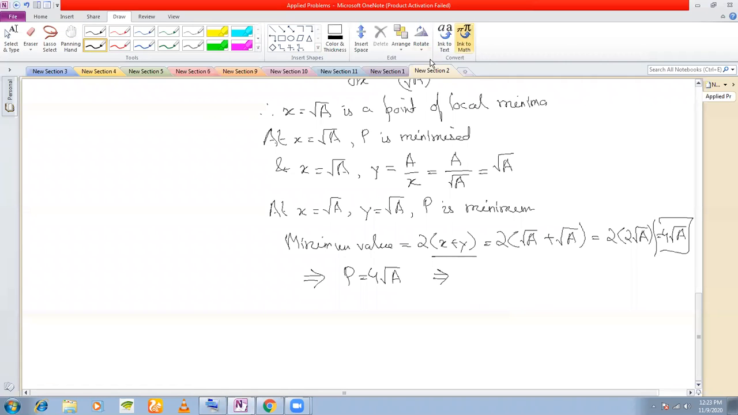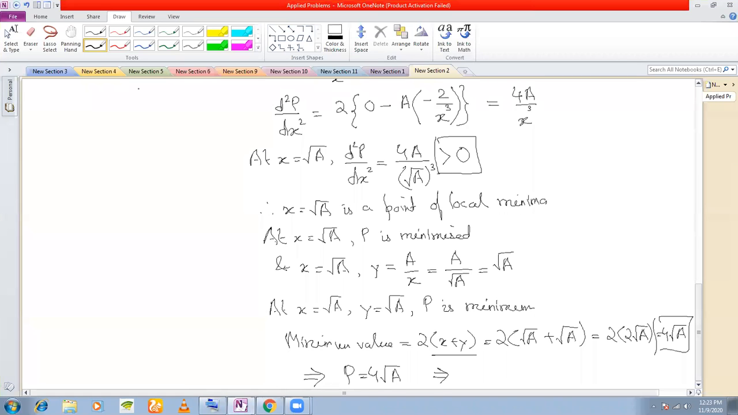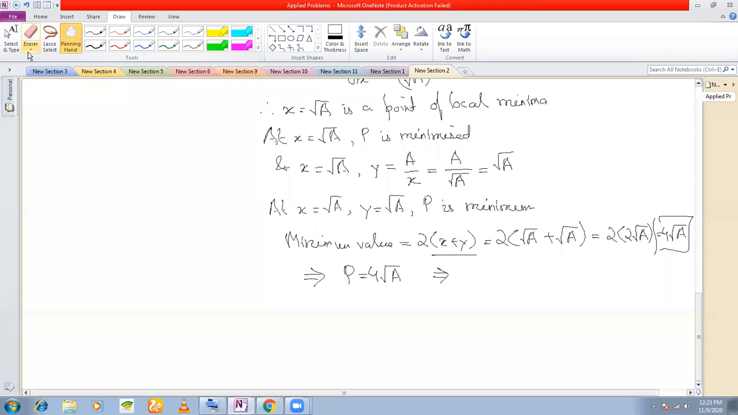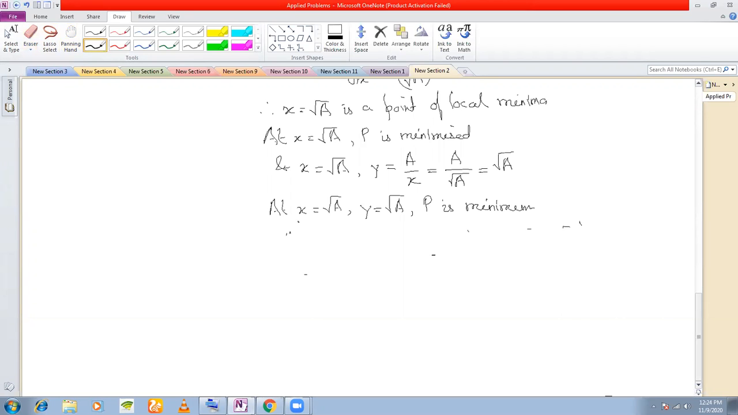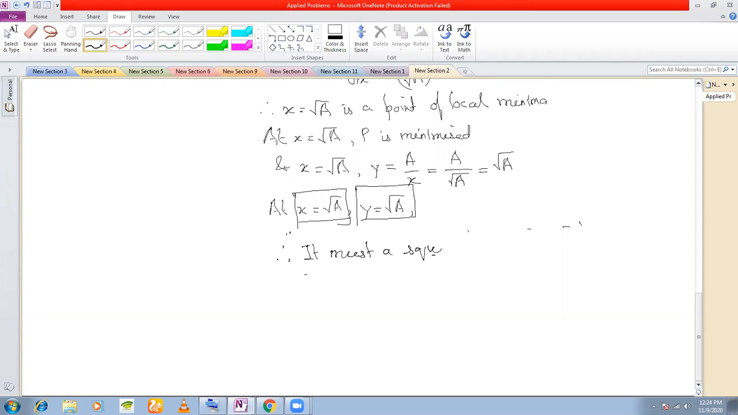Just hold on. You don't need to find the perimeter actually. The question was to prove that the rectangle is a square, right? You don't need to find all this, the minimum value you don't need to find. See, at x equal to root a, this is your length, root a. And what breadth are you getting? Root a. That means the rectangle must be a square. Length is equal to breadth. Therefore, it must be a square. Okay, so we stop here for today.